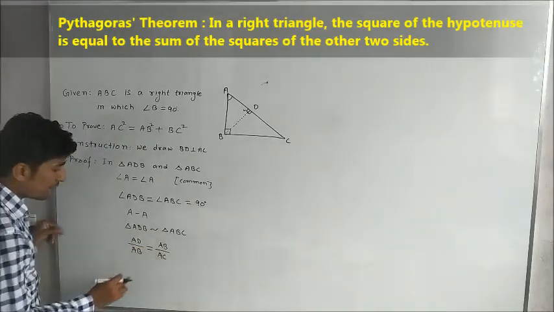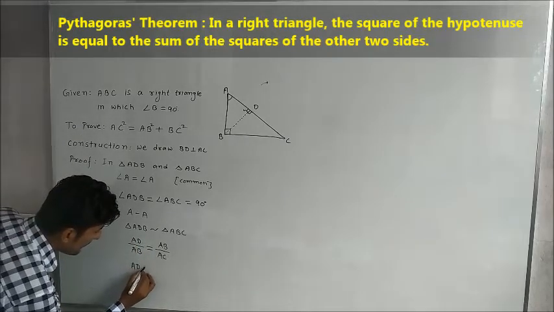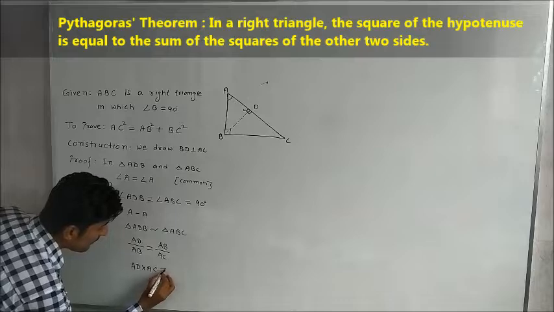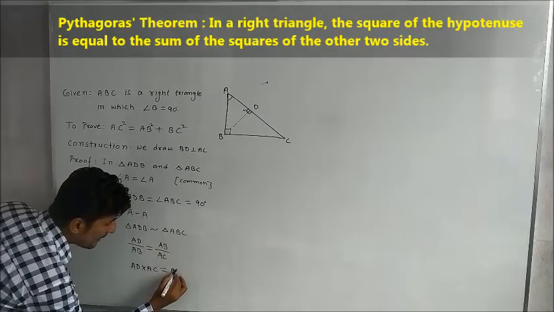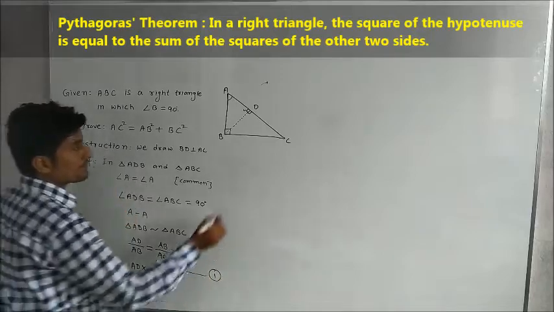So after that, we have to do the cross multiplication. AD into AC, we can write here, AD multiplied by AC is equal to AB into AB. We can write here AB square. This can be equation number 1.